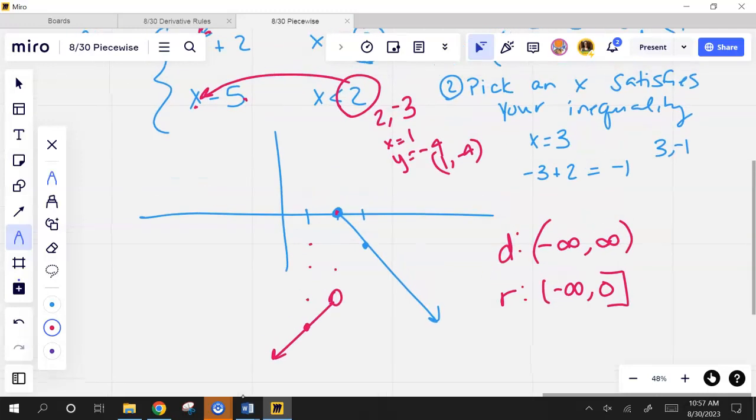This one's open because there's no line under the inequality there. So at the point (2, negative 3), I'd need an open dot. What is the what?